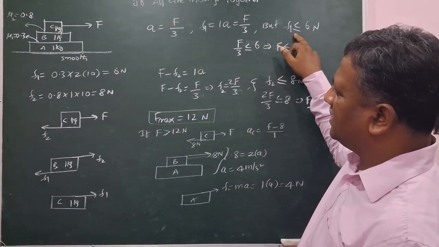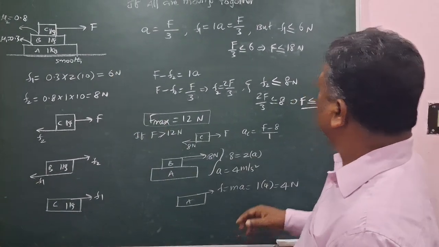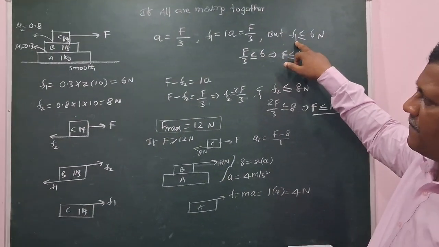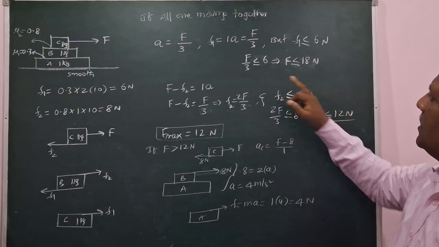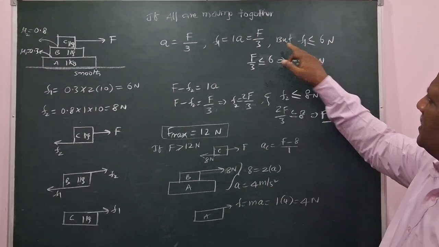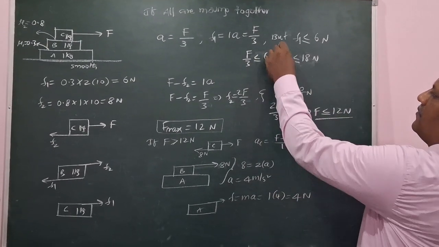But here the limiting condition for frictional force F1 is 6 Newton. So while in motion, the frictional force is less than or equal to 6 Newton. By this, if you apply it for F1, the maximum value of F becomes 18 Newton.